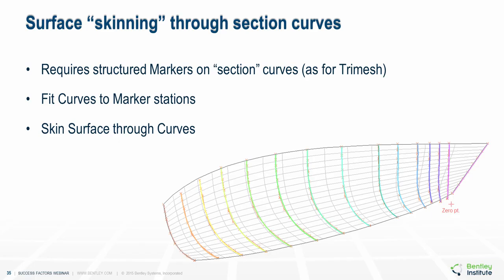Now we can look at the final method, which is basically skinning a surface through a number of section curves, or curves that define the cross-section of the surface shape we're after. This requires the markers to be structured on sections in a similar way as we've been using to generate the tri-mesh. We then fit curves to those marker sections and then skin a surface through those curves.